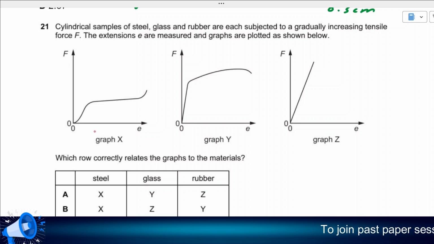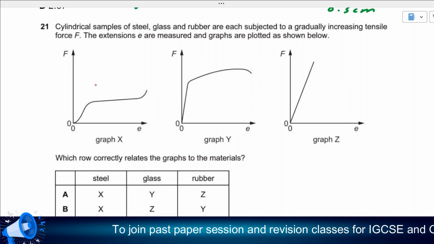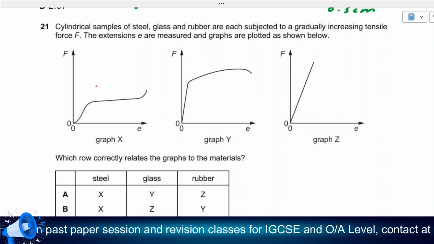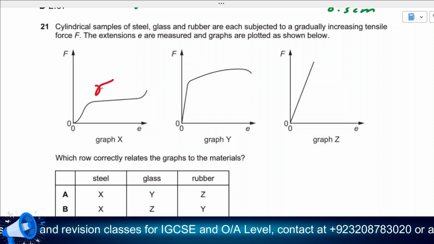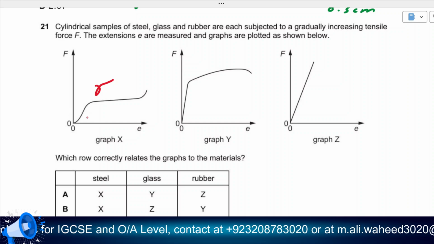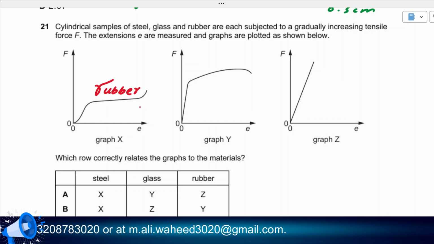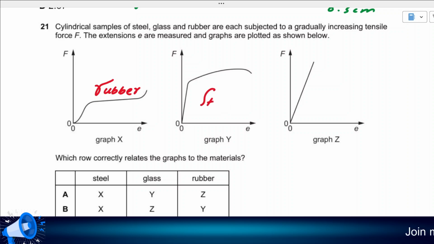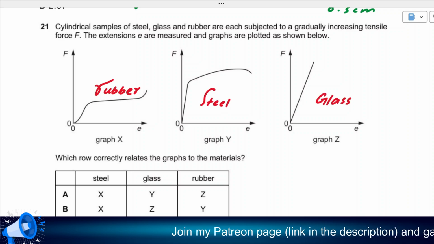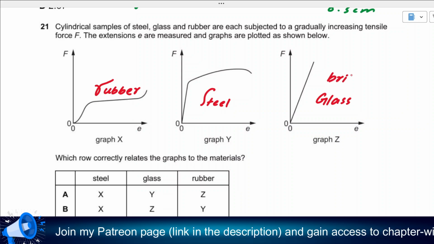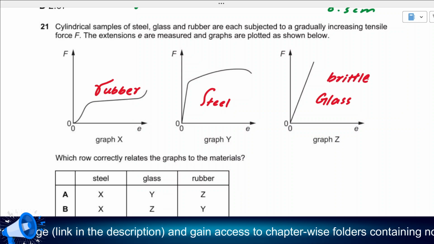So the situation is the force extension graph of an elastic material, of a rubber, looks something like this. The first one is the force extension graph of rubber. The second one is the force extension graph for steel. And the last one is the force extension graph of a brittle material, for example, glass.